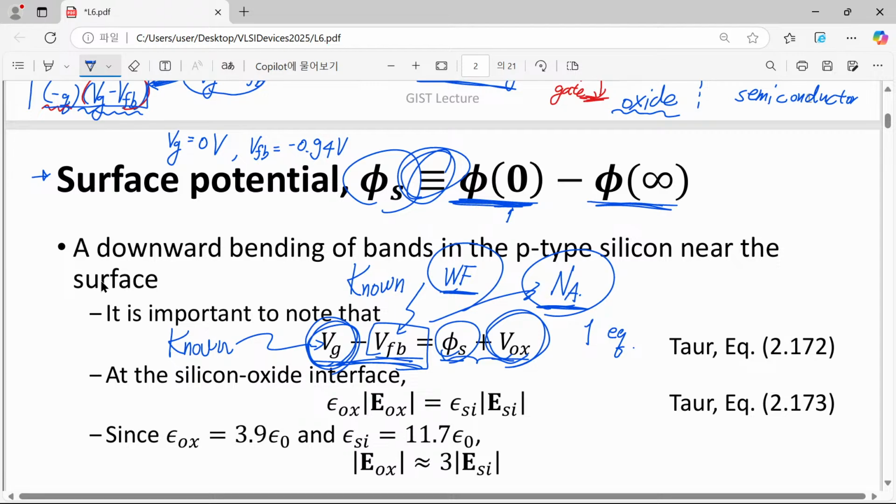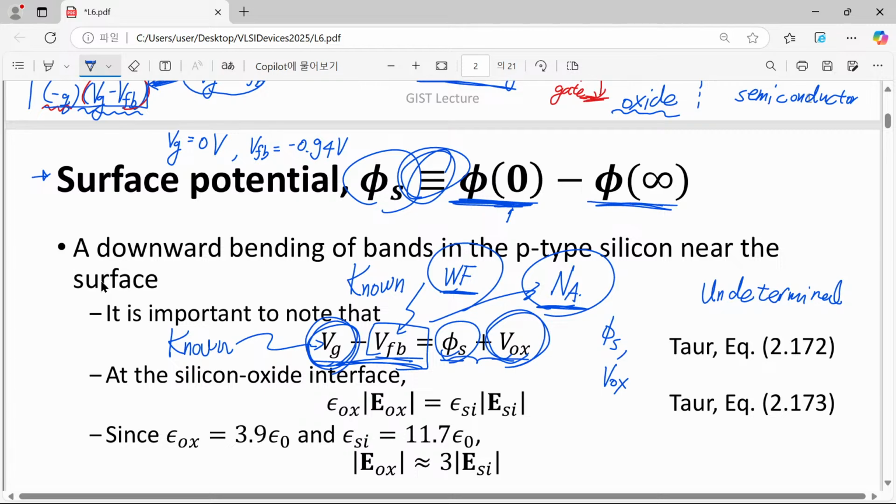Well, we have one equation and two unknown variables, so simply speaking, it becomes an undetermined system. In order to make it determined, we need another relation for these two quantities. Simply speaking, although this MOS equation looks beautiful, we need another relation between phi s and V ox.